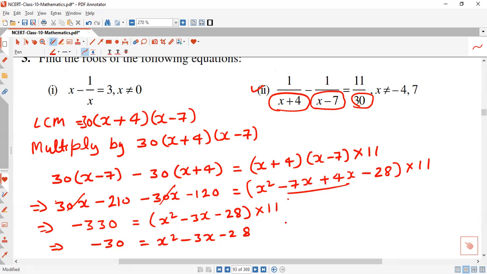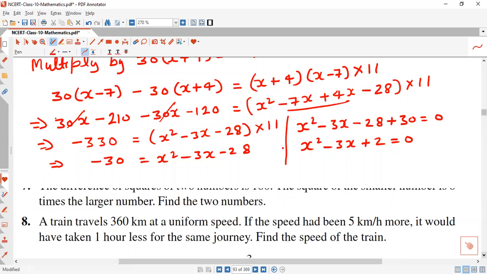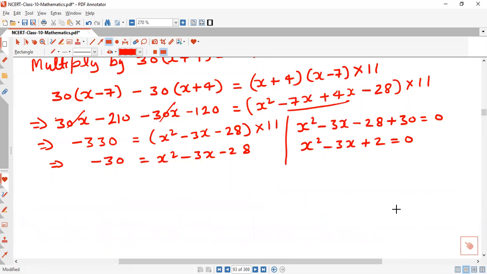Now, taking all the terms to the right hand side, what we are getting: x square minus 3x minus 28 plus 30 equal to 0. Simplify this one: x square minus 3x plus 2 equal to 0. Now we do the factorization method. I would like to solve the questions by factorization. So for this factorization, 1 is there, 2 is there, minus x minus 2x, it comes out x square minus 2x minus x plus 2 equal to 0.